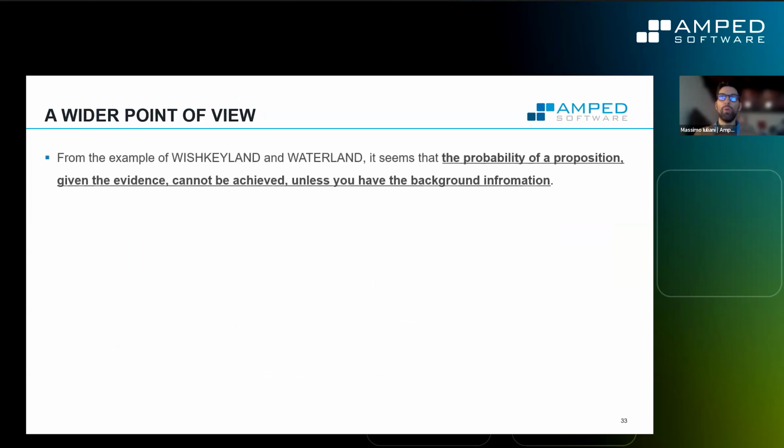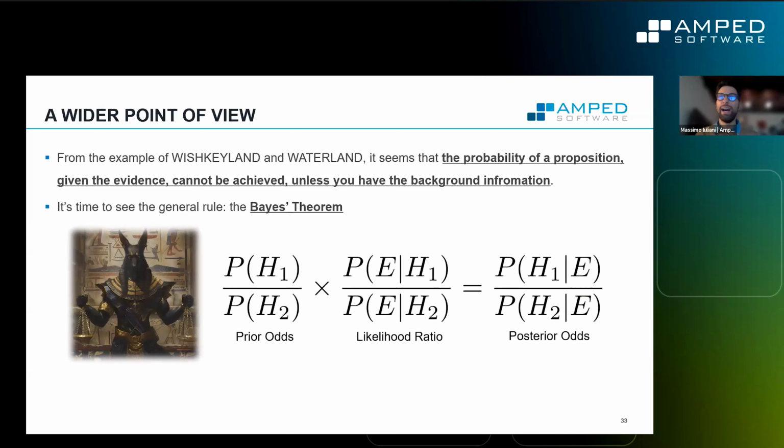Now we understood that we will repeat every time, but it's the most important thing to be remembered. We cannot get the probability of a proposition given the evidence, unless we have the background information that we are assuming is missing. Now it's time to understand how this piece will fit in the big puzzle. And it's time to discuss a few minutes about the Bayes theorem, because the Bayes theorem describes how we update our belief based on evidence and the way we should update our belief.